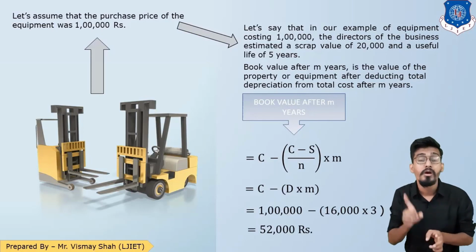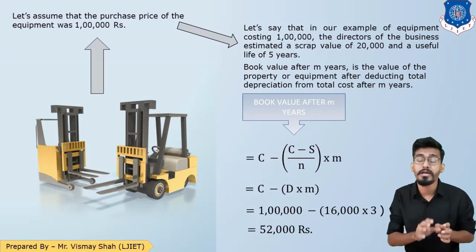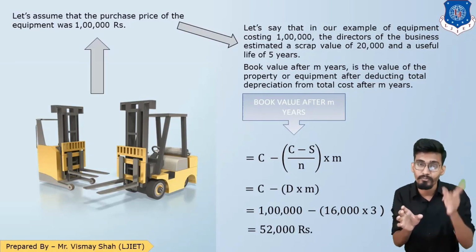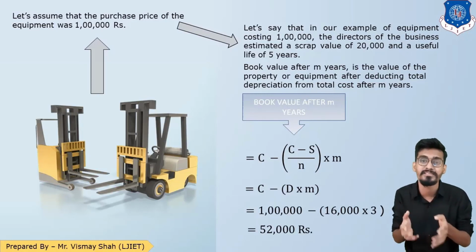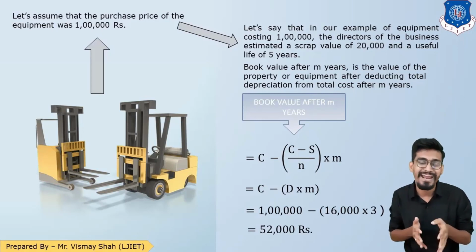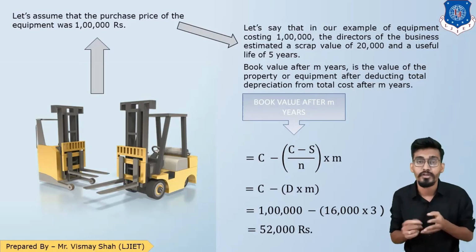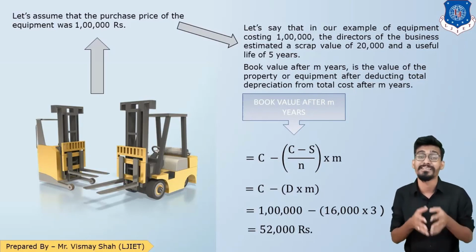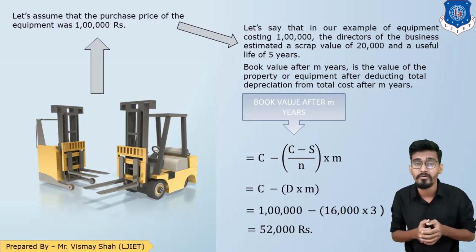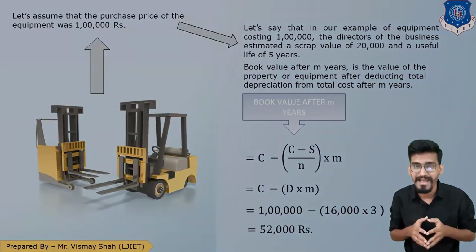So what is book value? When you deduct the total depreciation up to that year from the original cost, that value is your book value. In our case, the depreciation was 48,000 and the original cost was 1 lakh, so the remaining amount, 52,000, is your book value. I hope we are clear about the first method, the straight line method.